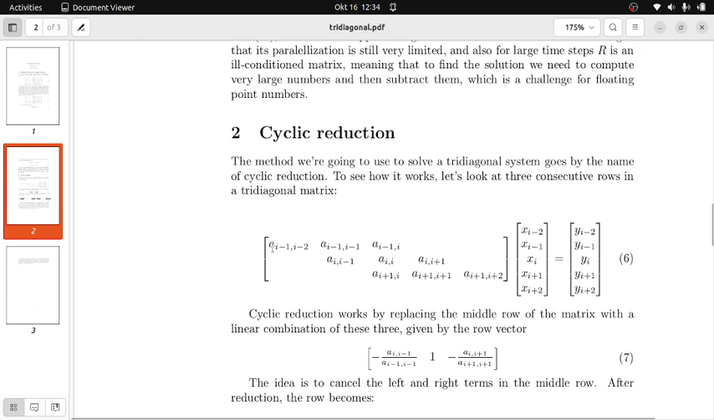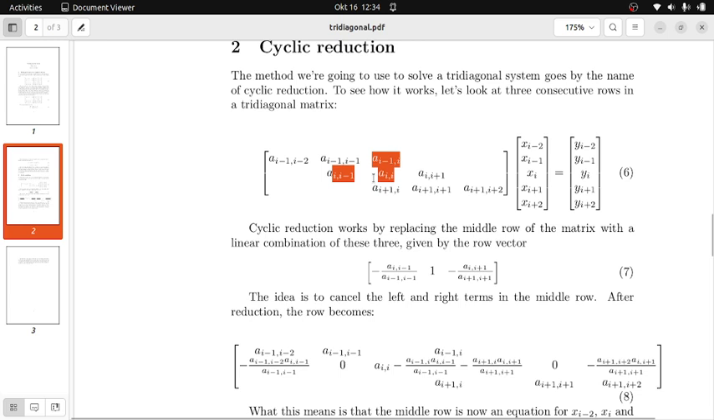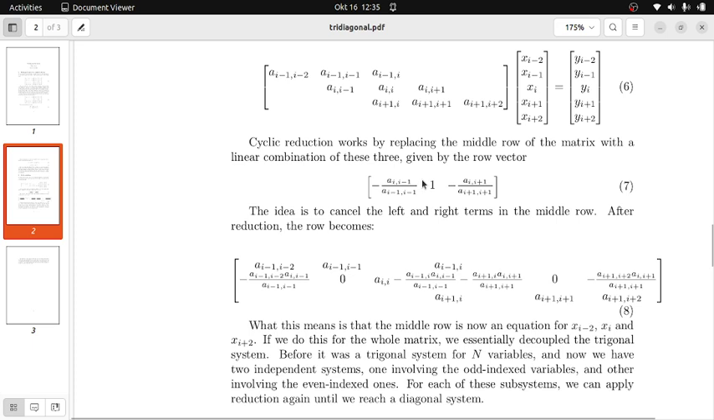So what is cyclic reduction? If we pick a matrix like this, right, and we look at three consecutive rows, these three rows give us three equations for five variables, right? These five here are known, they are the independent variables. And then the idea is that we're going to replace the middle row by a combination of these three, which is given by multiplying with this row vector, right? And if you see, these values are chosen so that when we sum, this guy here kills this term, which becomes zero, and this guy here kills this term, which becomes zero. And what's going to happen is that this middle row will transform into something like this.